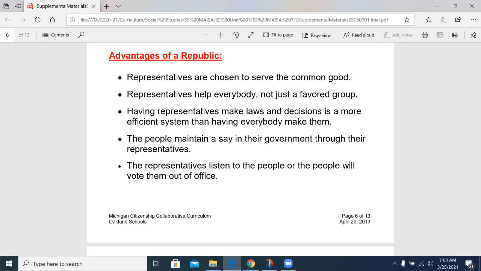The people maintain a say in their government through their representatives. And that's supposed to be true, although sometimes, if you're in the minority in a region, you may not always agree with this. But that's just how it is. The representatives listen to the people, or the people will vote them out of office.